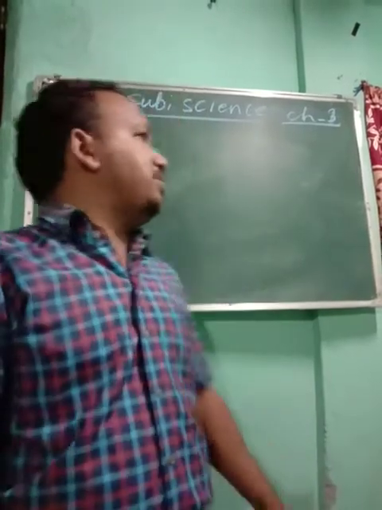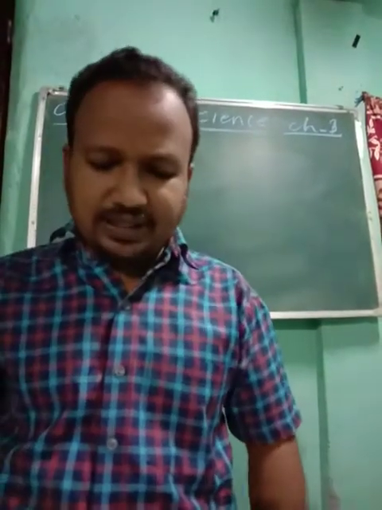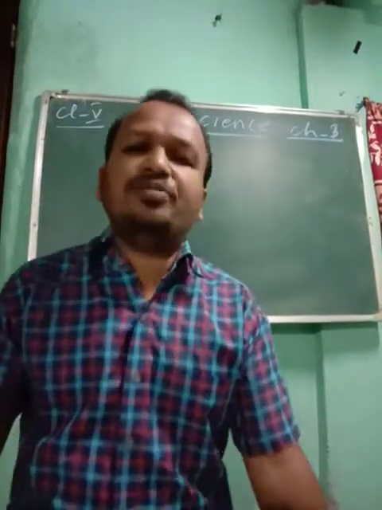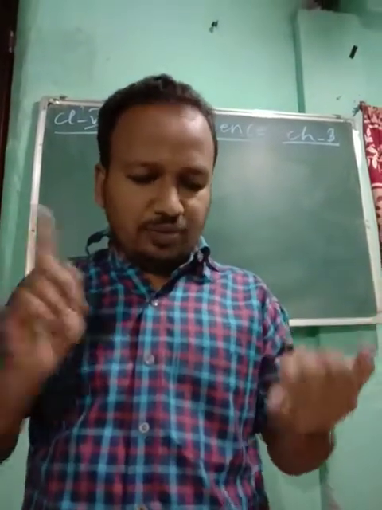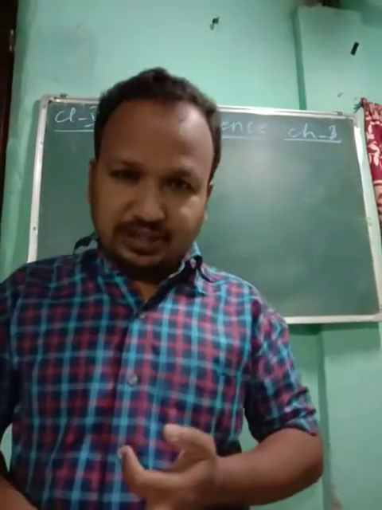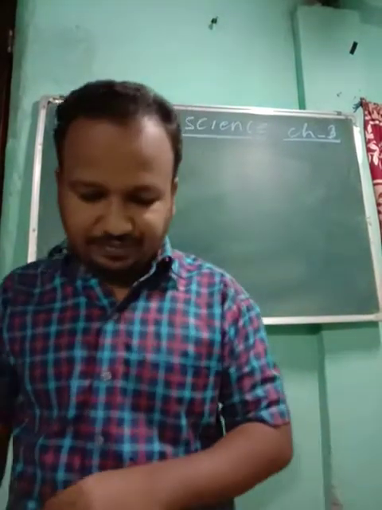Now let's come back to our chapter. We are doing the same chapter 3. We have not completed it yet, so let's complete it today. We have done different types of diseases, their symptoms and causes. We have learned about obesity, high blood pressure, and diabetes, and today we are going to talk about anemia.